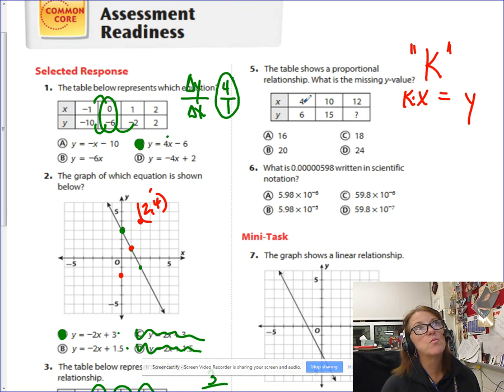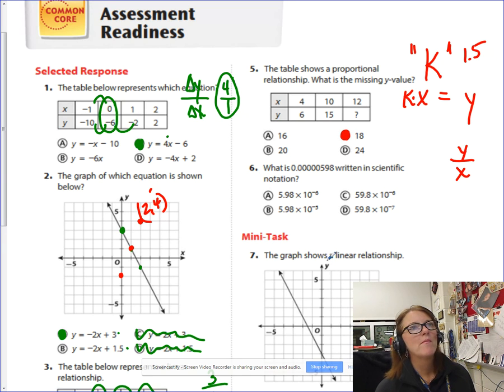So 4 times what gives you 6? 10 times what gives you 15? If you can't see it, take the y value divided by the x value, and that's the number. 6 divided by 4 or 15 divided by 10 is the magic 1.5 in this case. So what's 1.5 times 12? 18. What's this in scientific notation?